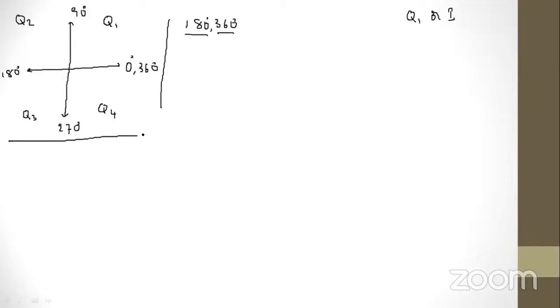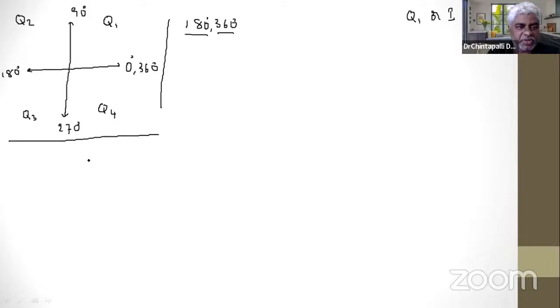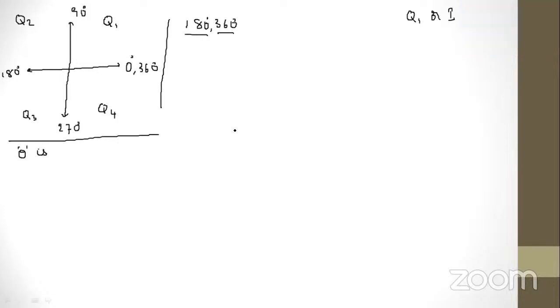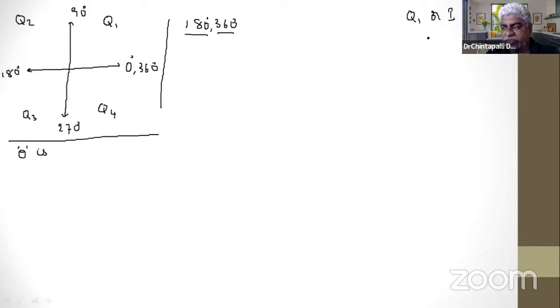Now, see, theta is an acute angle. You know what is an acute angle? An angle between 0 and 90 degrees. Yes, an angle that lies between 0 degrees and 90 degrees is called an acute angle. Theta is an acute angle.